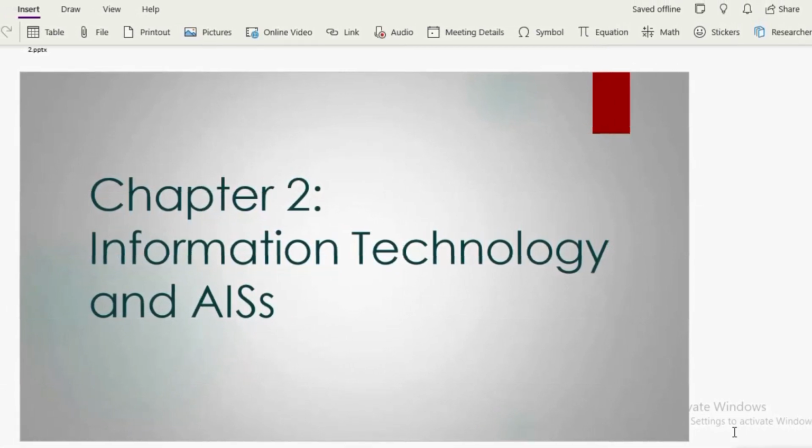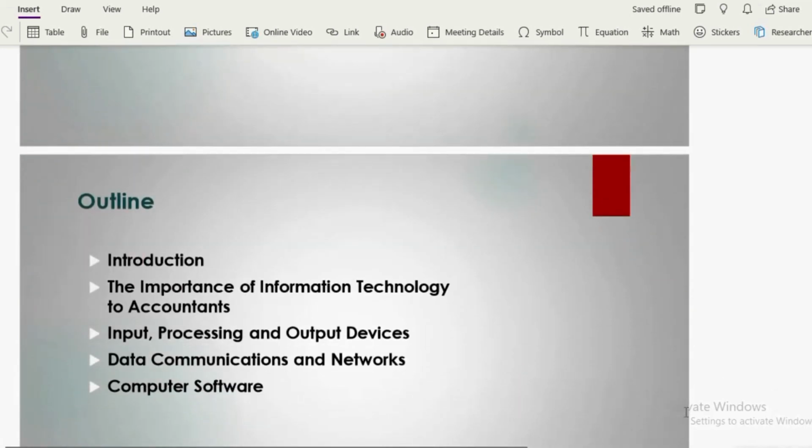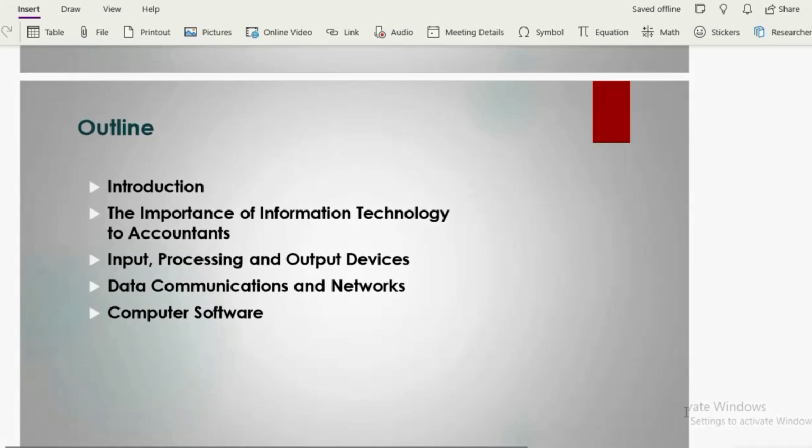Today we are going to discuss chapter number 2 of Accounting Information System, which talks about the relationship between information technology and AIS. Let's have a look at the outline of this chapter. Firstly, we will have introductory information about the topics. Then we will see why information technology is important for the accountant. We will look into some input, processing and output devices. We will also talk about data communication and networks. And finally, we will be talking about computer software.